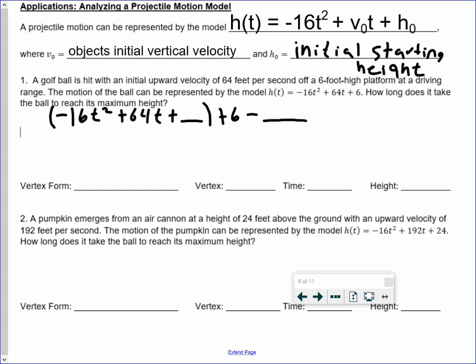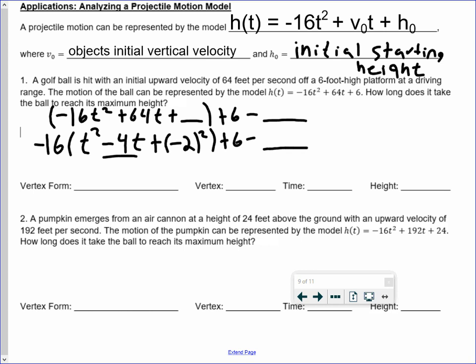So from here, we have this negative 16 over here, and the a value, we don't want that. So let's go ahead and get rid of it. We can take it out. We get negative 16 multiplied by t squared. 64 divided by negative 16 is negative 4t, right? And then plus our b divided by 2. In other words, our negative 4 divided by 2, which is negative 2. And we're going to square it. And then we plus 6. And what we're going to minus over here is going to be the negative 2 squared, or in other words, 4, right? Negative 2 squared is negative 2 multiplied by negative 2, which is 4.